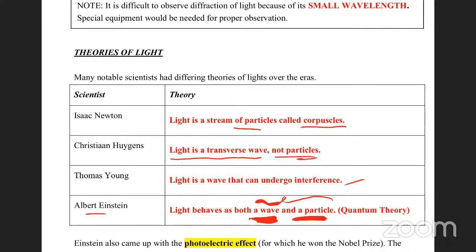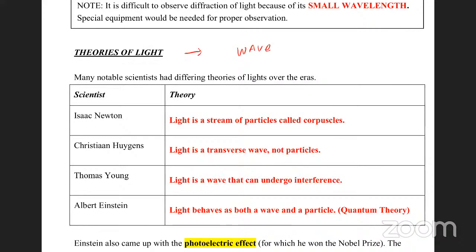Okay, so if you see something called the wave-particle duality of light, it simply means that light has two sets of properties, wave properties and particle properties, right?